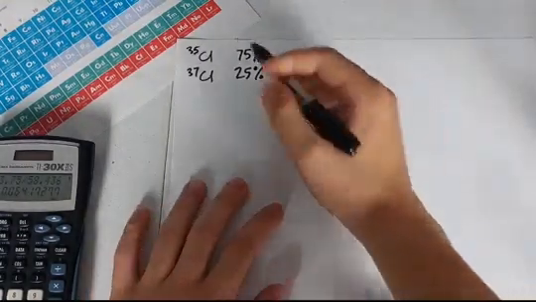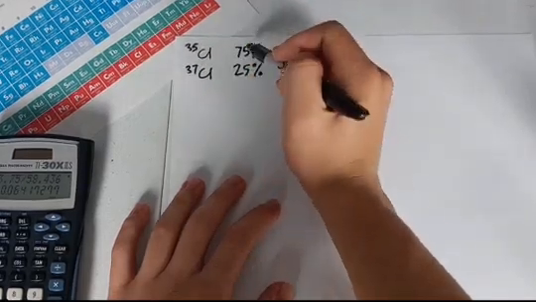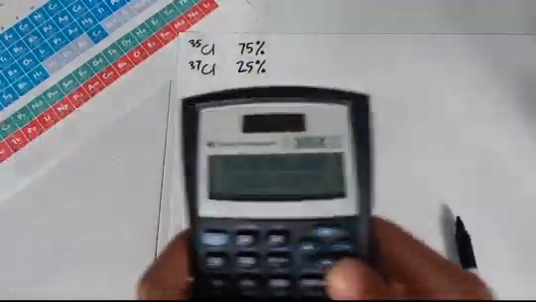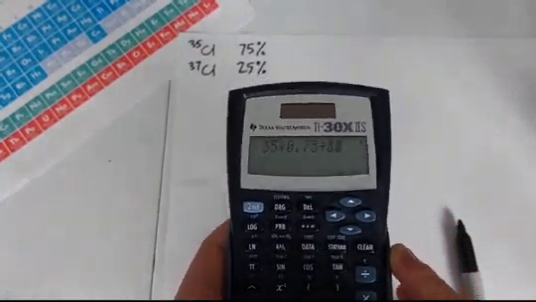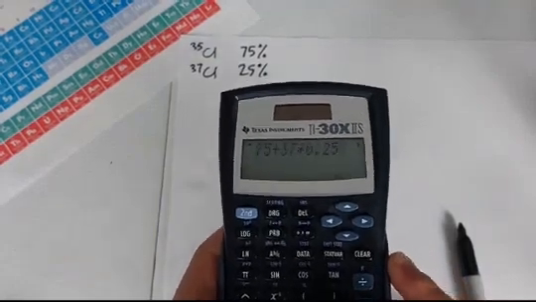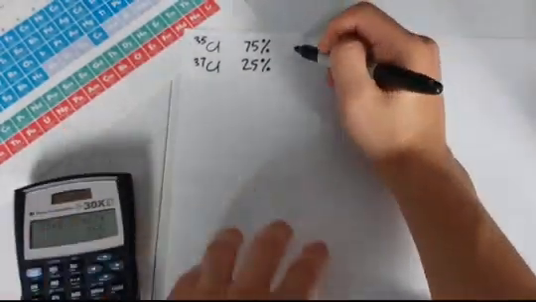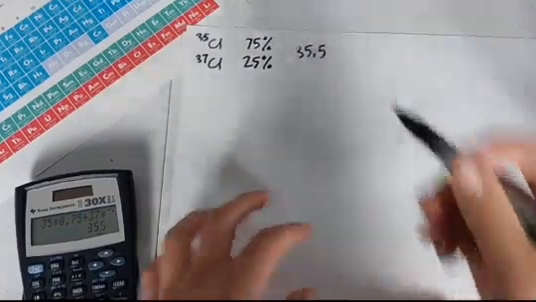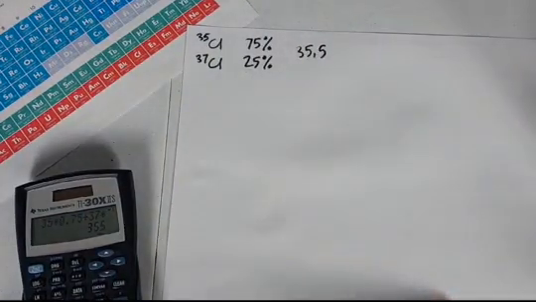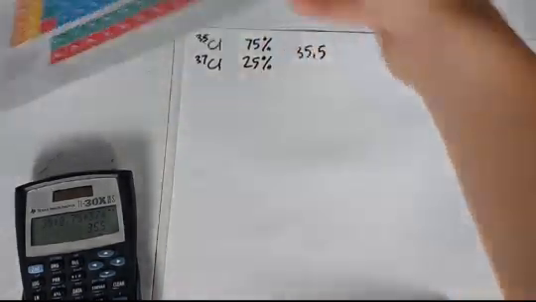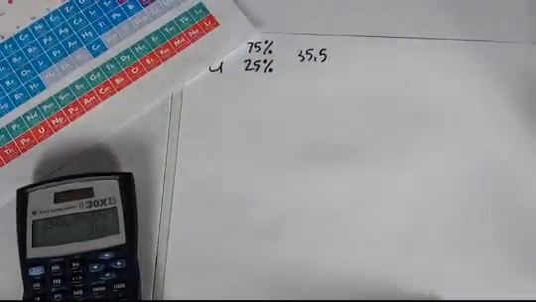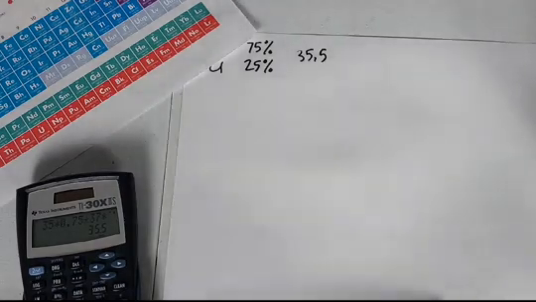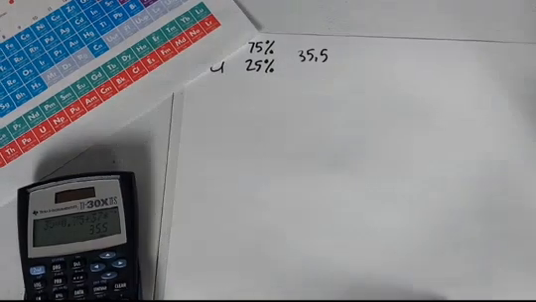Alright, if you did this correctly, you should multiply these two together and these two together. So if we do that, 35 times 0.75 plus 37 times 0.25, we get 35.5 as the atomic mass for chlorine. Now if you look here, you can see that we're kind of close, 35.45, not bad. If we use more precise values, we would have gotten a better answer.